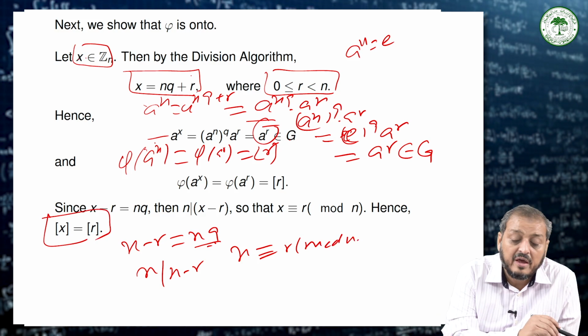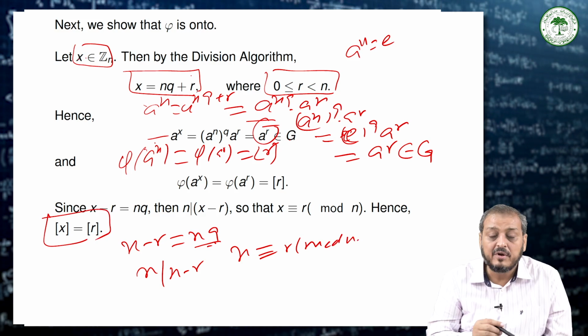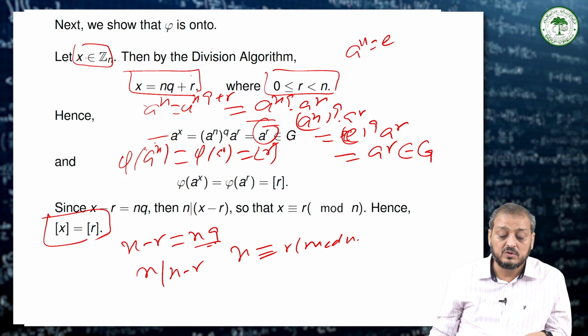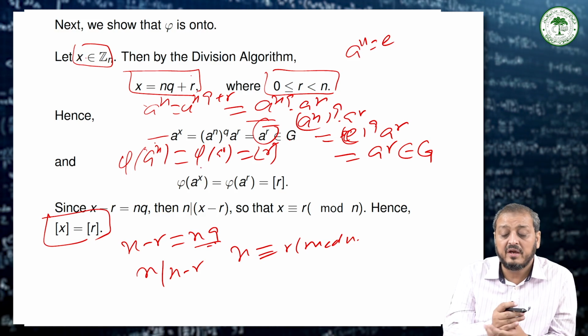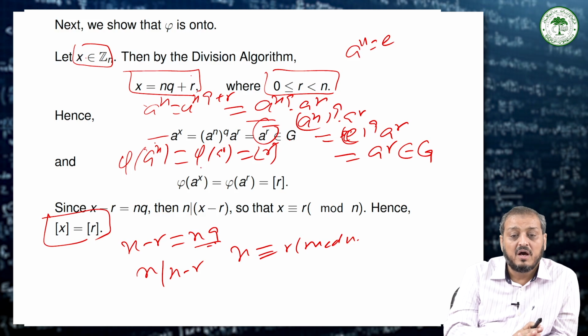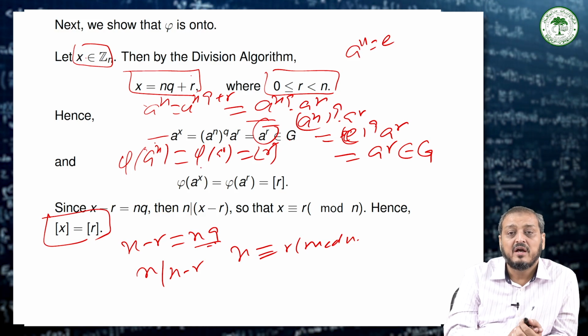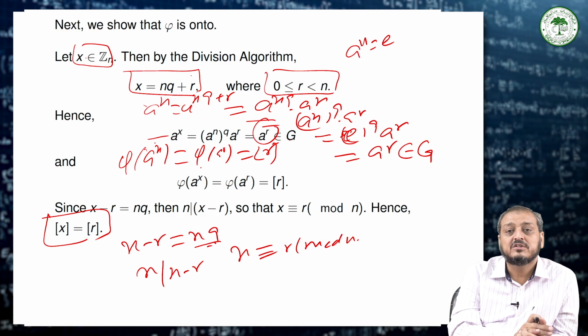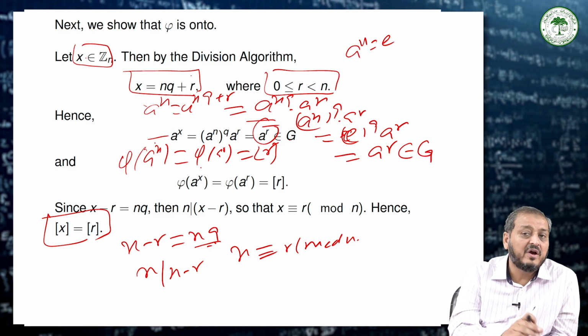So this x is an element of Zn, and we can show that phi of a to the power x is equal to x. So there is an element whose image is x, and clearly phi is onto.